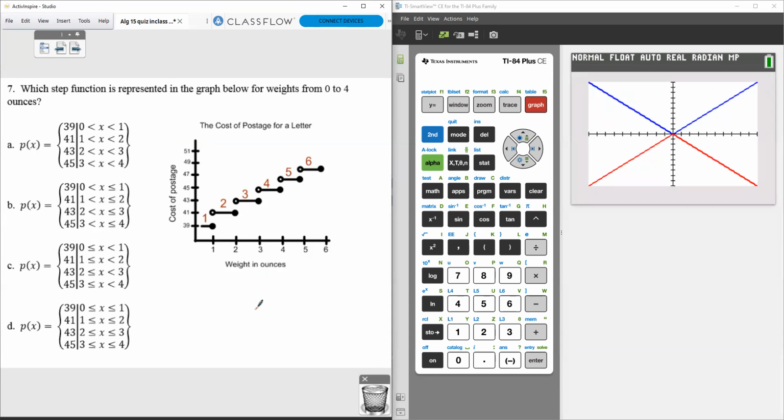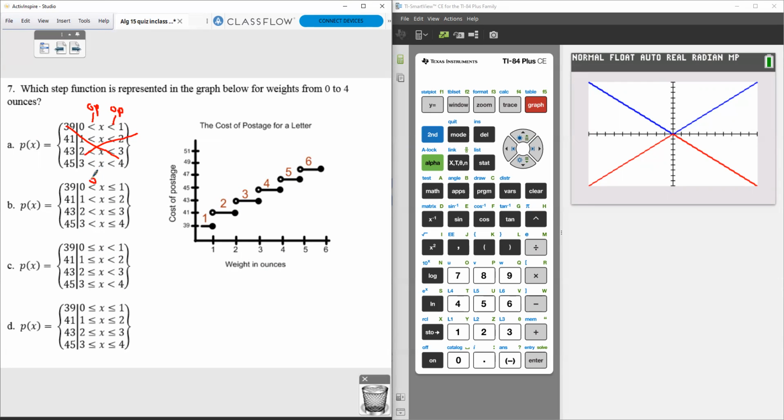In question number 7, which step function is represented from 0 to 4 here? Well, when I take a look at this, I see that all of my numbers are all the same. What's different are the symbols. Remember that if it is a less than symbol like this, it's going to be an open dot. So here I have an open dot and an open dot. Does my picture show open dot, open dot? No, it shows open, close. So we know that one's not right.